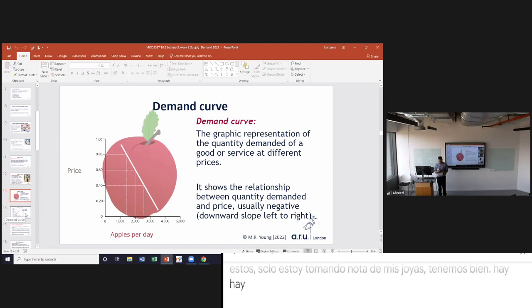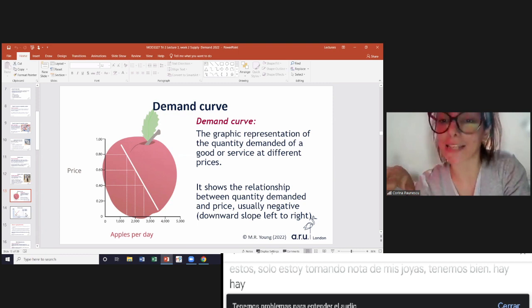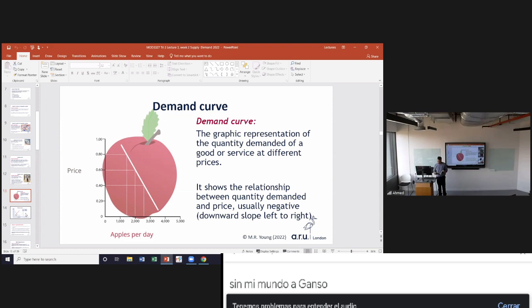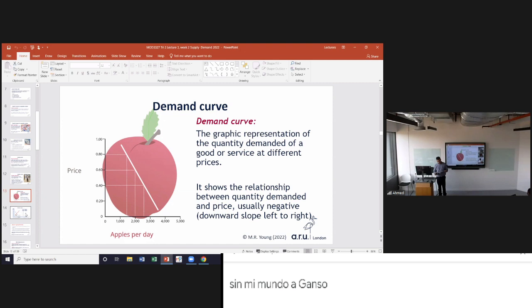So they are divided by social class, sort of. Inferior goods, normal goods. Okay, so we've got normal and inferior, anything else? Yes, that's probably it.